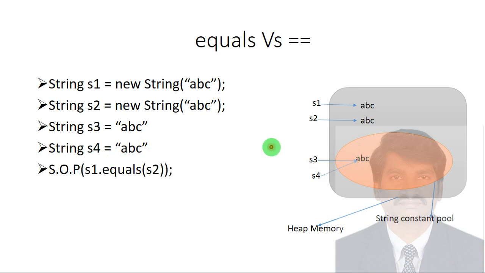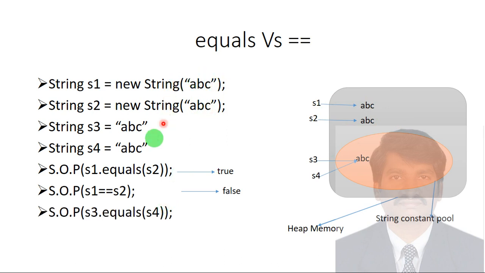Now when you compare s1.equals(s2), because the contents are same, abc, it will return true. But when you are comparing the address of the objects, since both are two different objects, it will return false. And s3.equals(s4), when we are comparing the content of the objects, s3 and s4 are both same, it will return true. When you are comparing the address of the objects, even then both are same, because s3 and s4 are pointing to the same object, so both will hold the same object address, so it will return true.